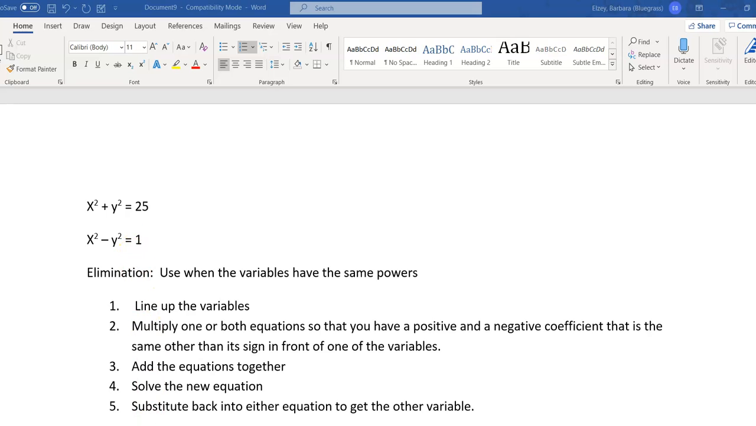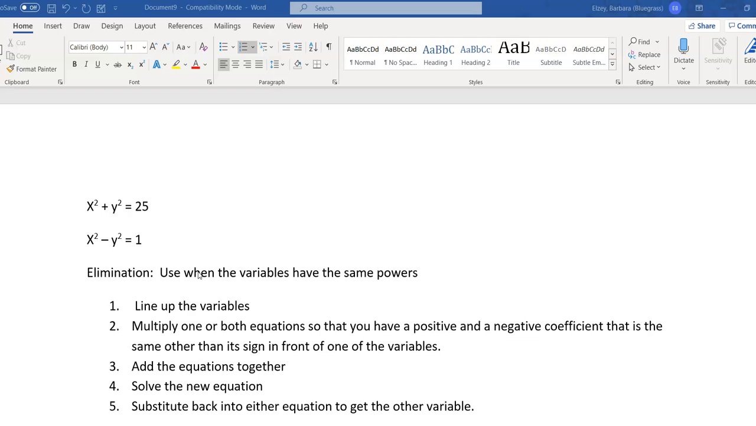And I've outlined the process here. We'll go through it as we go through this problem. We're going to solve this, and remember, we're looking for the place where the two graphs come together. And we don't have to graph them to find that answer. So first, we line up the variables. So we've already got that. Notice x squareds are lined up, y squareds are lined up, and then the constants over on the right. Okay, so that's already done.